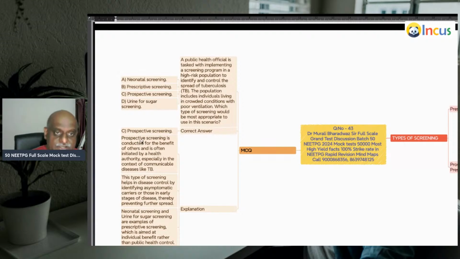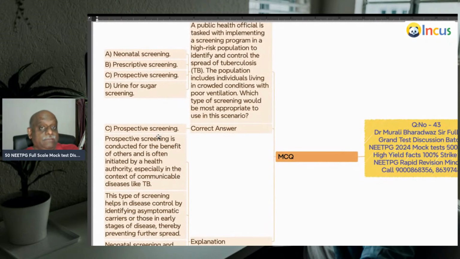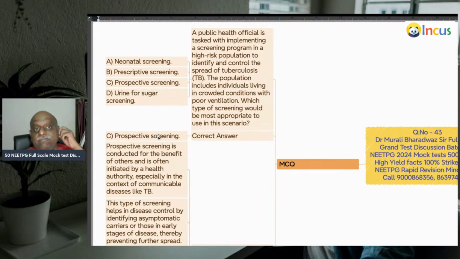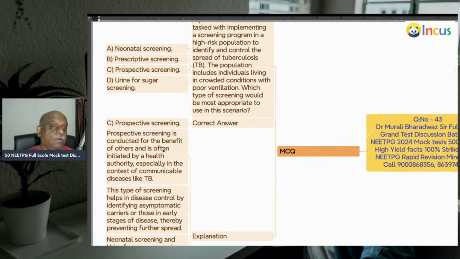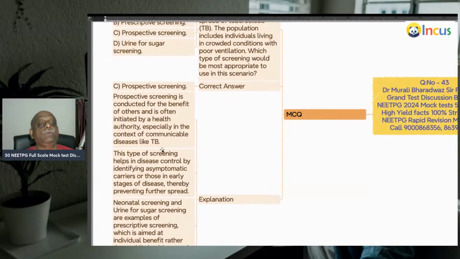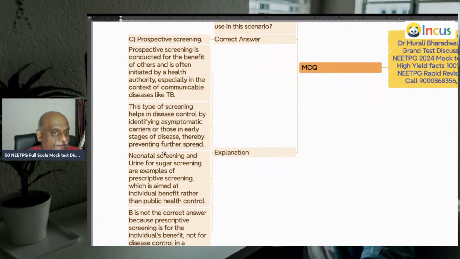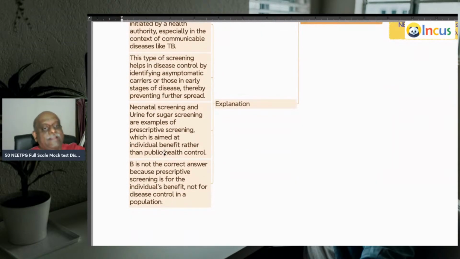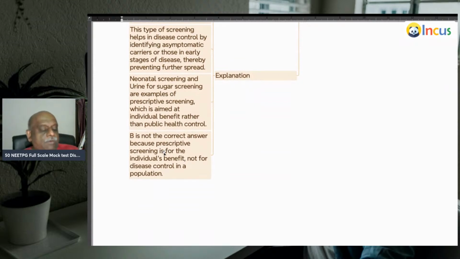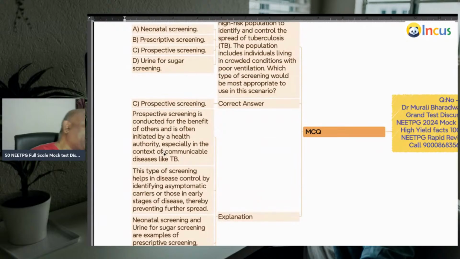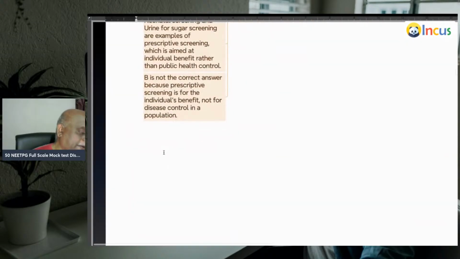A public health official is dealing with a high-risk population, to identify and control the spread of TB. What type of screening do you want to do? Prospective screening is typically done by the health authorities to identify the asymptomatic carriers in order to prevent the further spread. Prescriptive screening is for the individual's benefit, whereas prospective screening is for the community benefit, is what you need to remember.